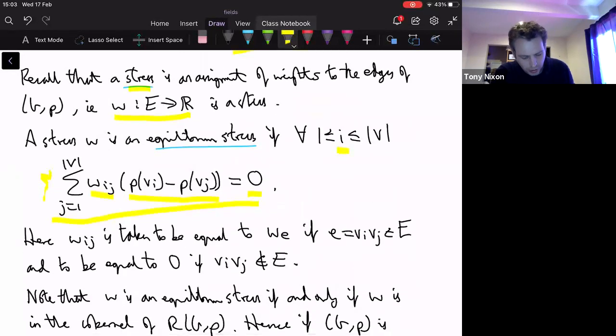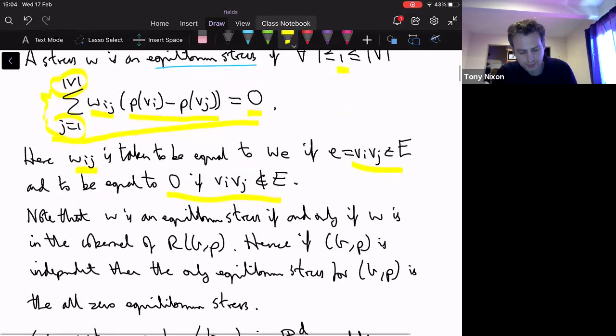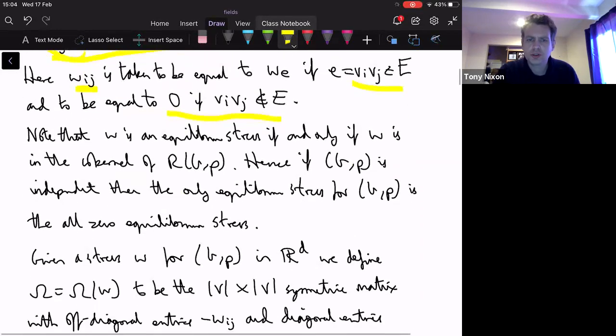Okay, and so as hopefully you know, the weight omega ij is the weight on the edge if vi vj is an edge, and 0 if it's not. So you can think of this sum as going over all neighbors. So that's what I had here, j equals 1 to |V|, by just putting zeros on the non-edges. It's possible that in an equilibrium stress, some of the actual edges have 0, but certainly the non-edges must have 0.